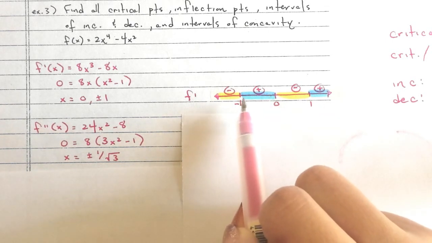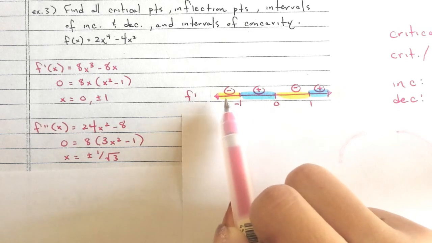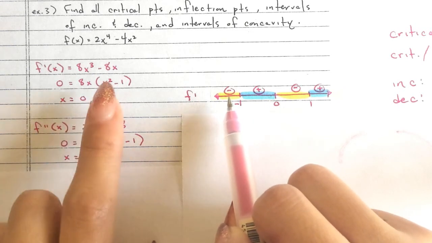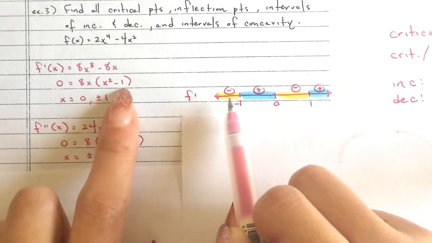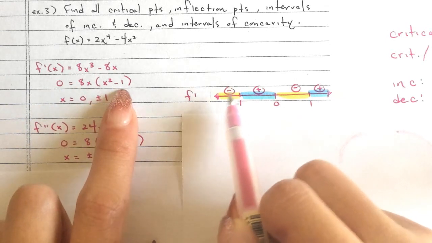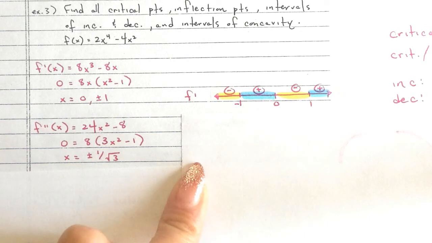So I'm going to plug in first. So I'm going to plug in like a -2. If I plug in a -2, this is negative, this is positive. Negative times a positive is negative. Okay, so I do that 4 times. Or here's the other trick.